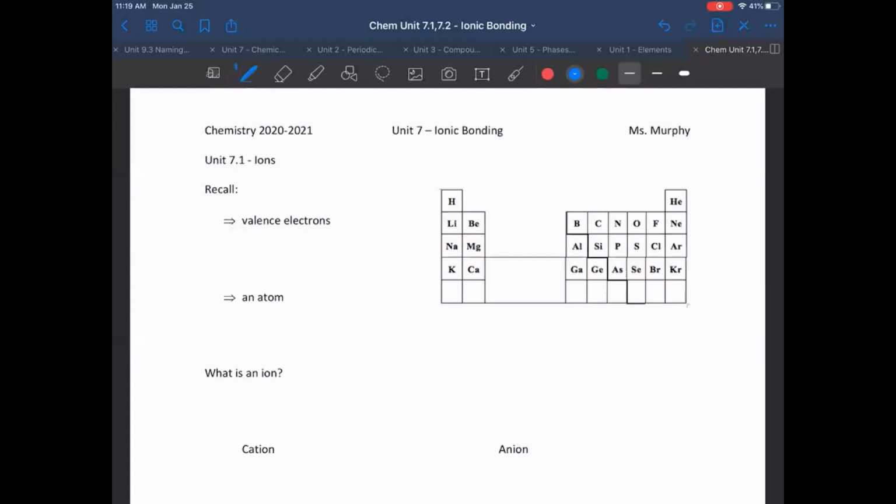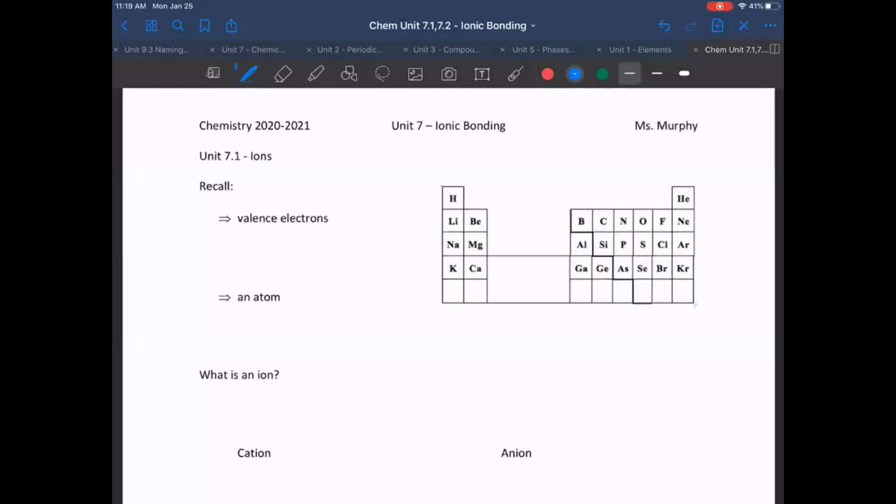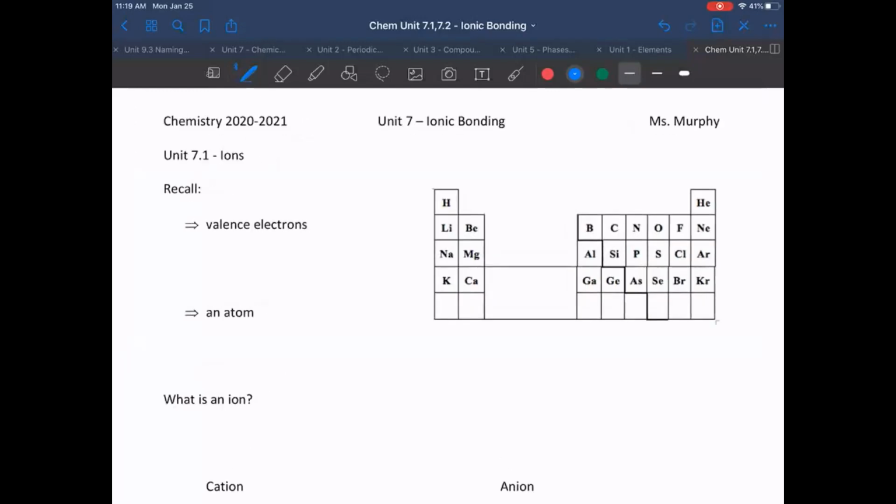Okay, so let's talk about ions. In this next unit, we're going to be talking about ionic bonding. We're done with covalent, and we're moving on to ionic.